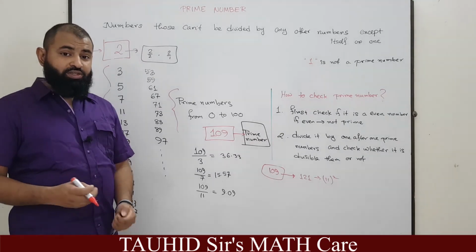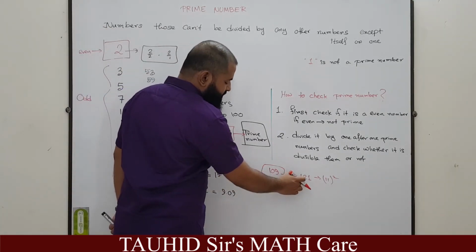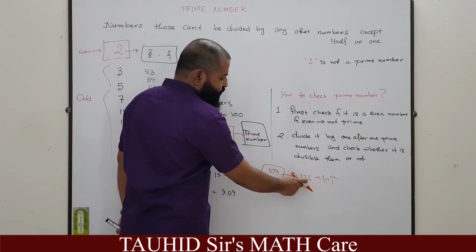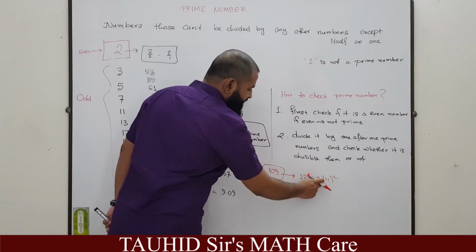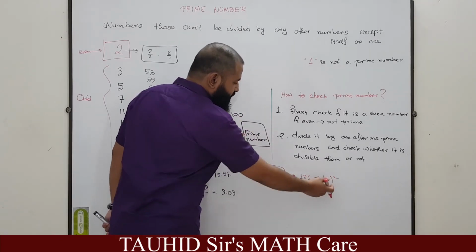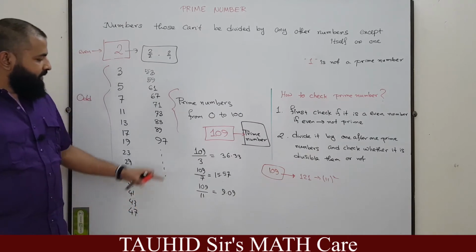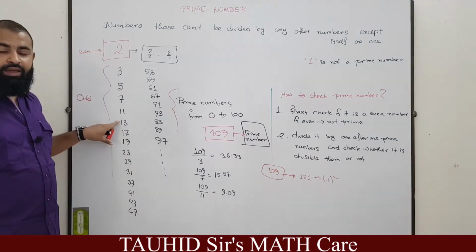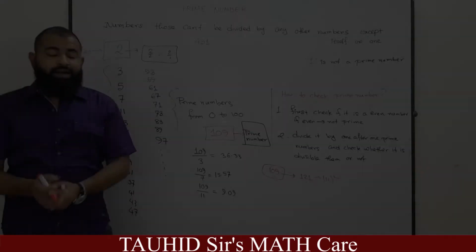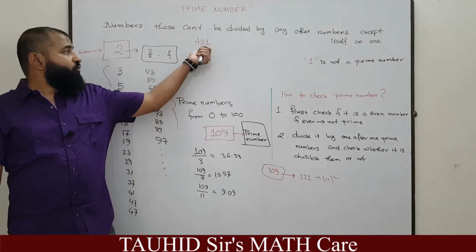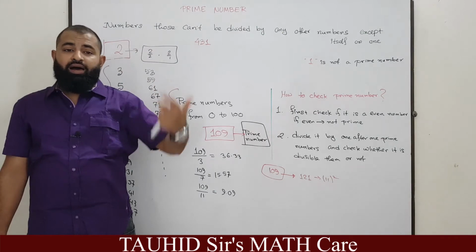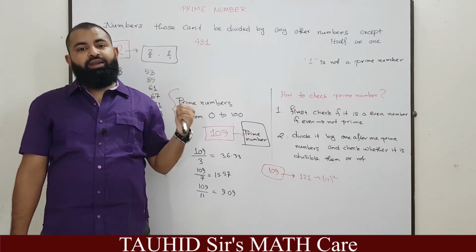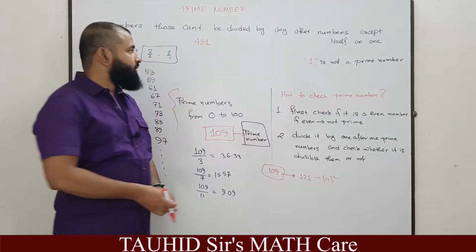So what is the procedure? We will find the square number immediately next to it and find its root. For example, here we found 11 squared. So we will divide it by 3, 5, 7, 11. Try another number. Let's say we are given another number, 431. We are asked to check whether it's prime or not.